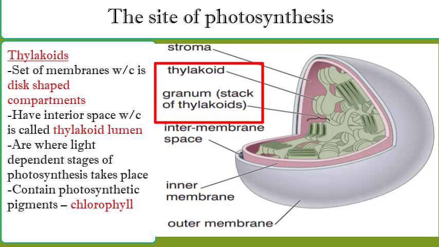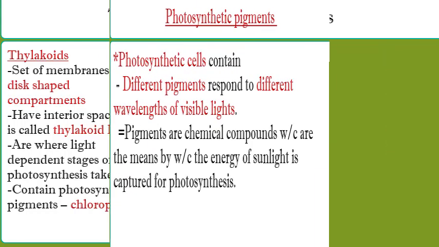Thylakoids are where the light-dependent stages of photosynthesis take place, and in some plants, some thylakoids have tubular extensions that join up with thylakoids of adjacent grana, what we call intergranular lamellae. Thylakoids contain photosynthetic pigments, what we call chlorophyll. Grana. Grana are stacks of up to 100 disc-like structures or thylakoids.